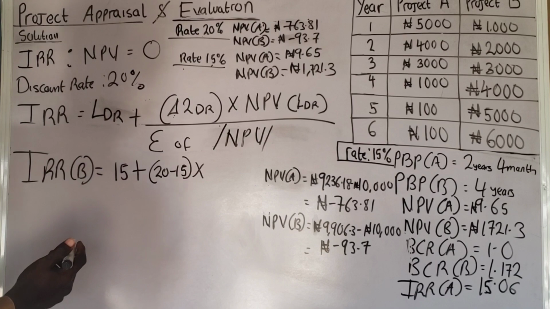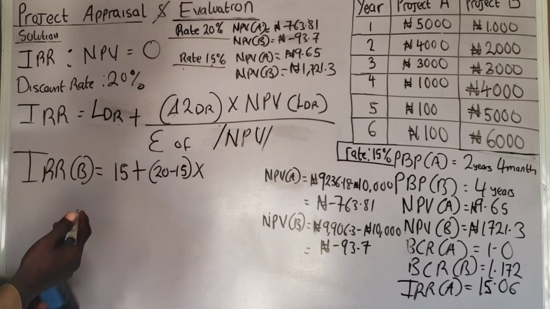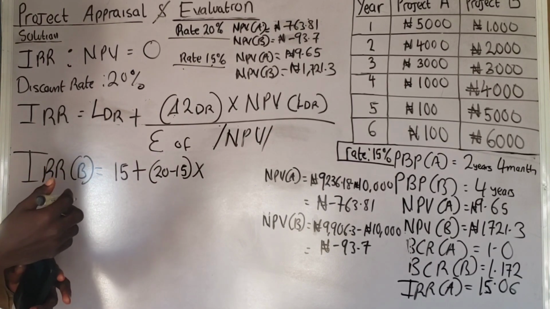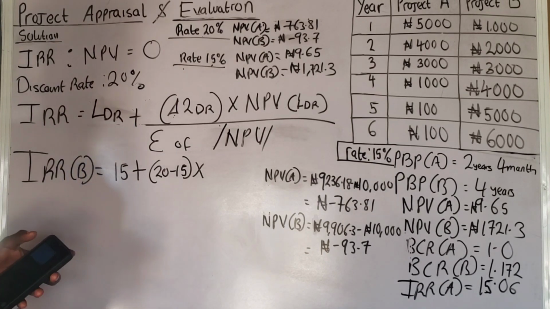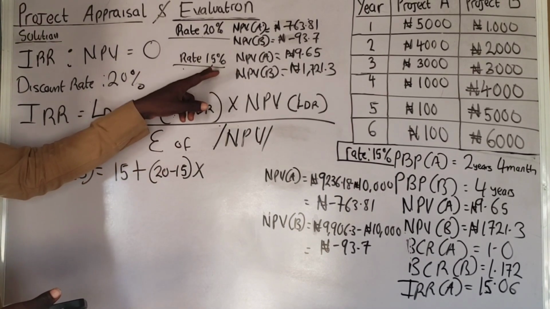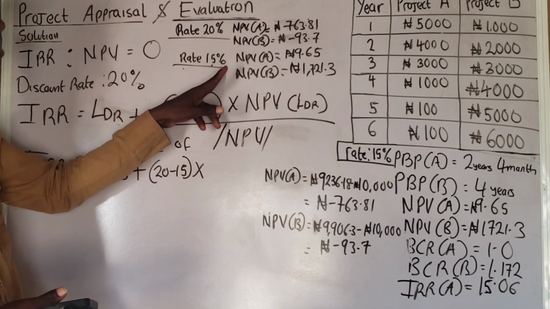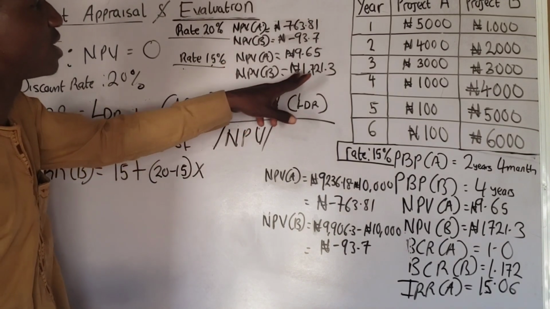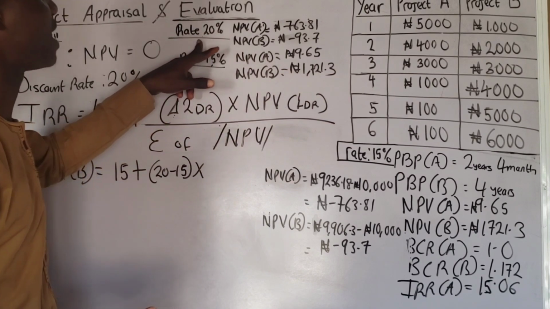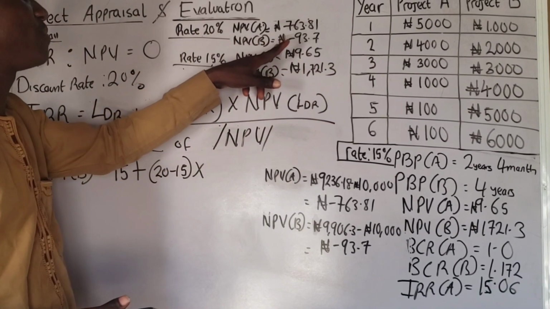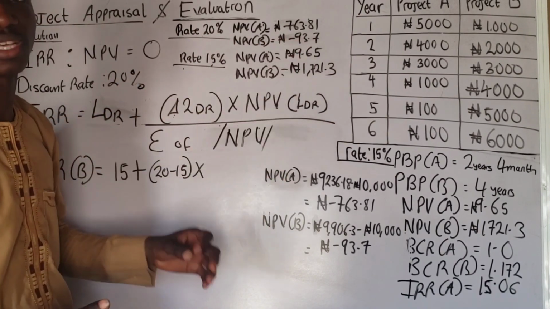We have two NPVs for project B. You understand? Don't forget that our focus now is on B, it's not on A now. The first NPV is the NPV at the rate of 15%. That NPV is 1,721.3. And we have another NPV at the rate of 20%. The NPV of project B at 20% is negative 93.7.